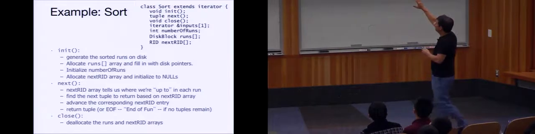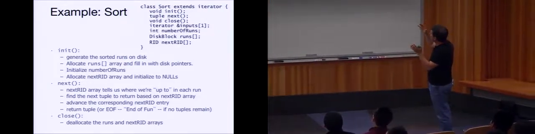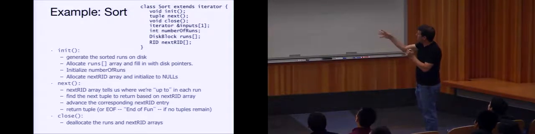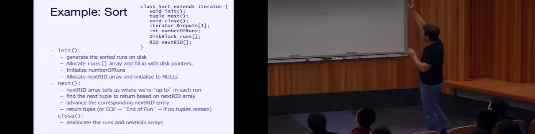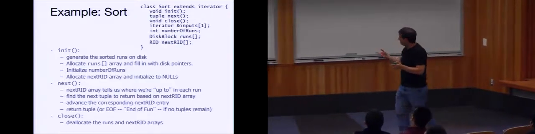All right. So this particular implementation of init for sort is going to allocate this runs array, fill it with disk pointers for all the places it put the runs. It's going to get number of runs set correctly, and it's going to figure out the next record ID array, which is going to be null to start with.